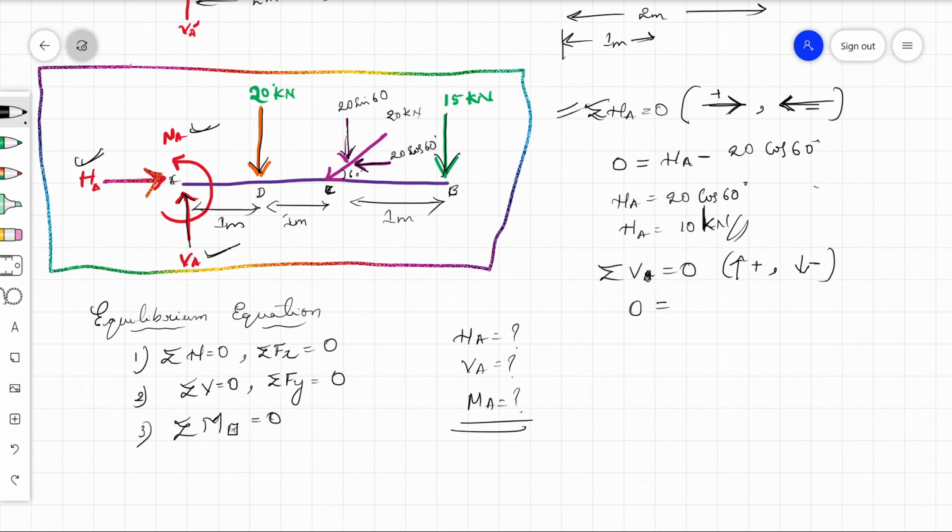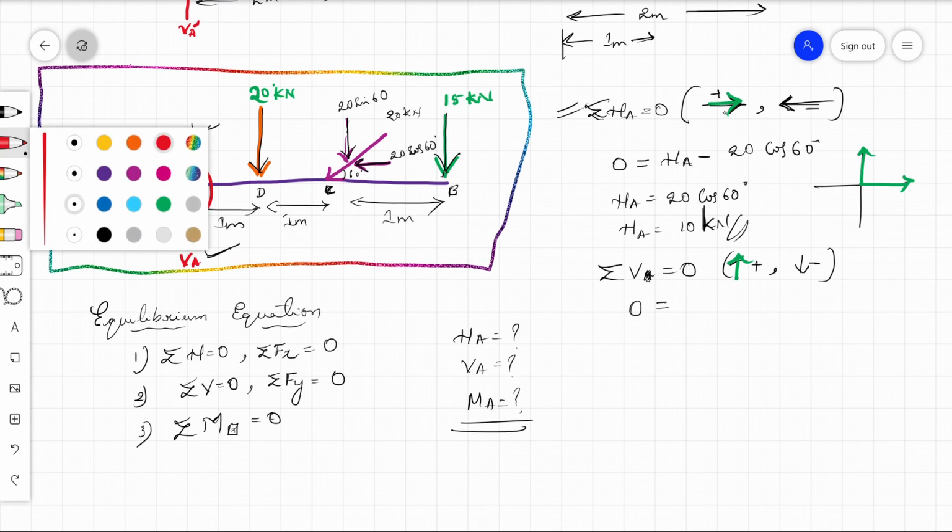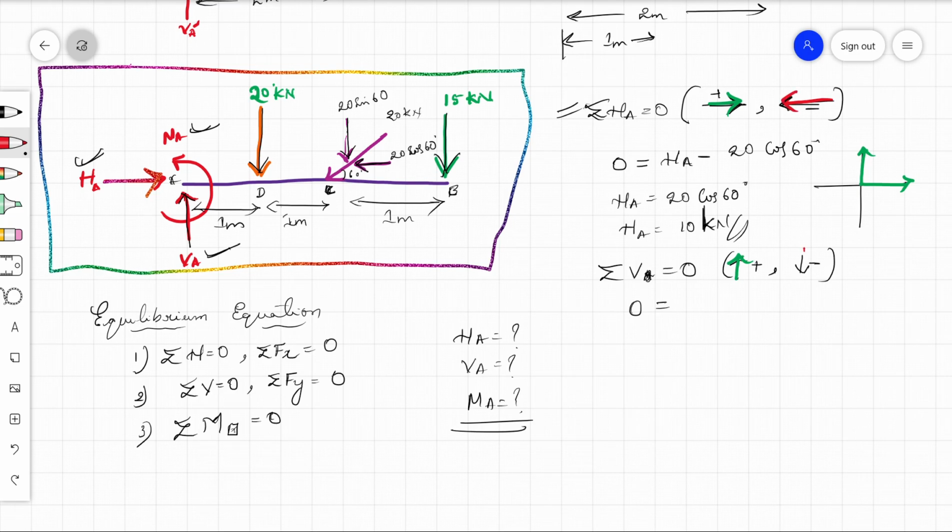If this is a quadrant, we assume going from this point to this is positive, this to this is positive, right? The same thing, positive, positive, positive, that's it. And if you see the negative terms, this is negative, this is negative, this is negative, this is negative. Okay, easy peasy, easy to remember.